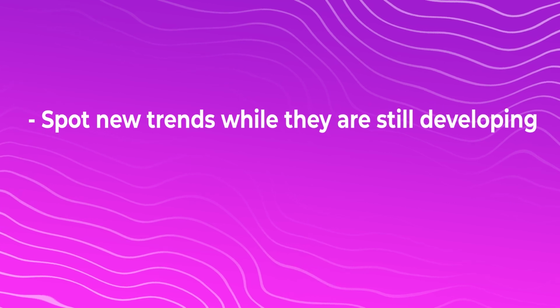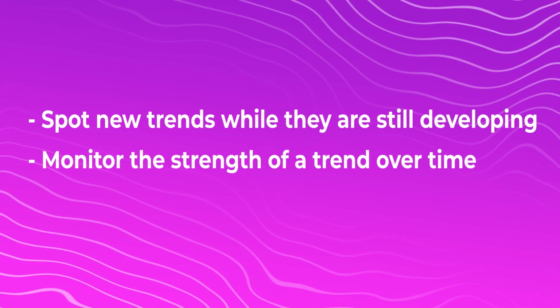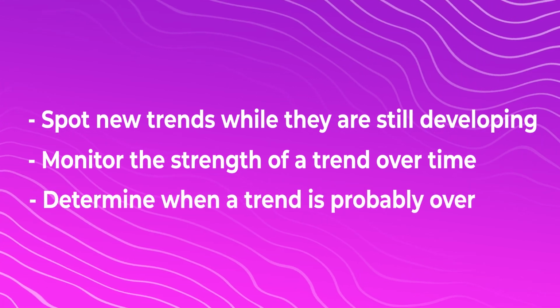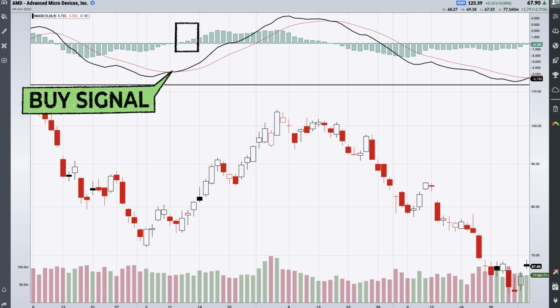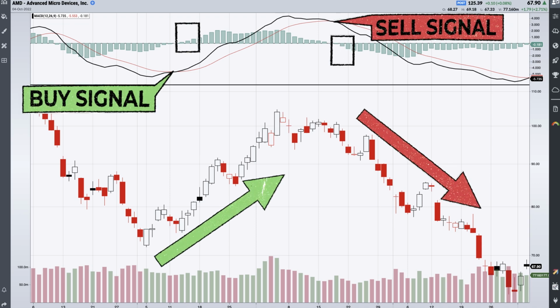To wrap things up, today we've seen how the MACD can help you spot new trends while they're still developing, monitor the strength of a trend over time, and determine when a trend is probably over. But remember, making money in the stock market is never easy. The MACD is just one tool to help you understand what a stock is doing. To profit consistently, you'll need a repeatable, objective trading plan, along with some great charts and data, just like what we provide at Stockcharts.com.